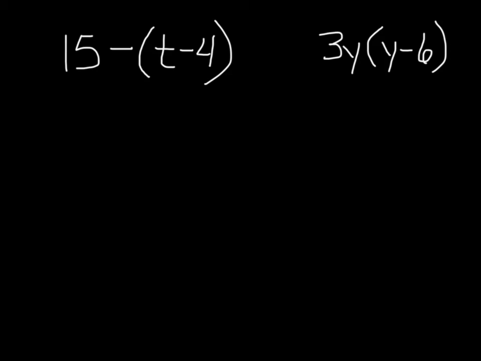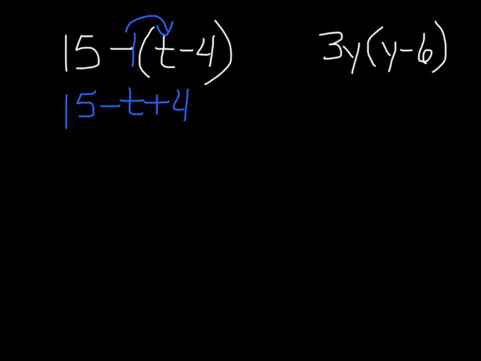Let's take a look at two more examples of the distributive property and combining like terms. In this first expression, we have 15 minus the quantity of t minus 4. In this case, we have to know that there is an implied 1 right here, a negative 1. So all we can do with this 15 is bring it straight down. Now we would be distributing a negative 1, or you can just say distributing the negative sign. So negative 1 times t is minus t, and then you would have a negative times a negative is a positive 4.